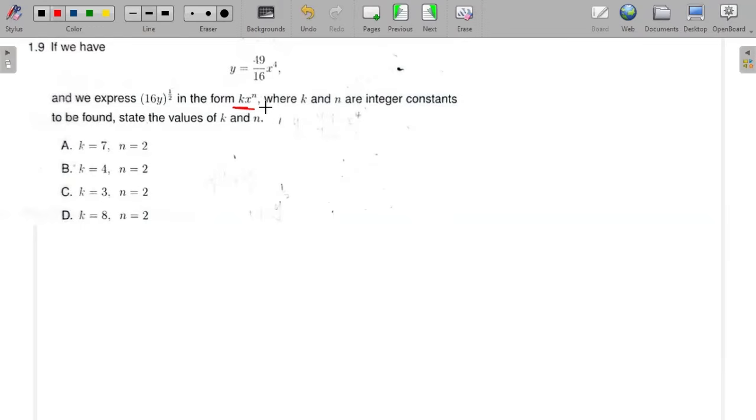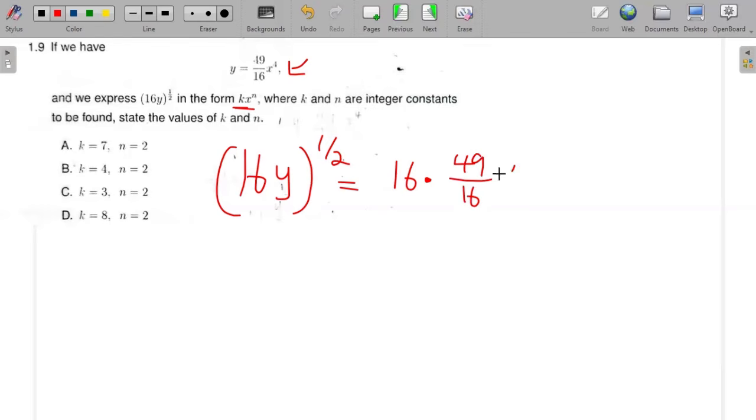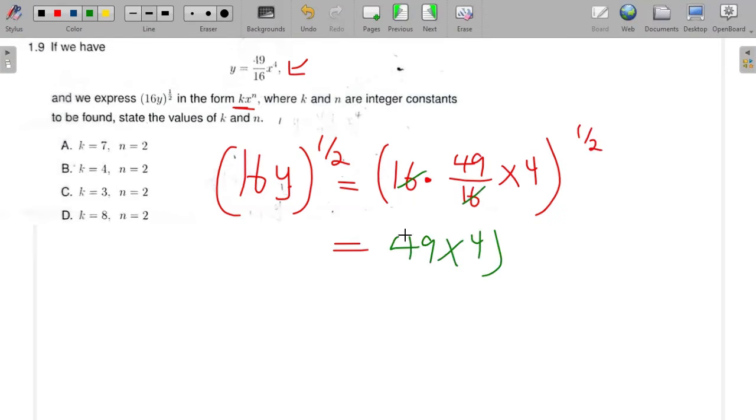Okay, so what are we going to do there? We're just going to use whatever we've been given here. So they're saying if I have 16y to the power 1 over 2, so this will be equal to 16, and then the y is this guy here. So that is 49 over 16, and then x to the power 4. So that has replaced this y, and then to the power 1 over 2. Okay, so from there, we see that this 16 and this 16 are going to cancel out. So I only remain with 49 x to the power 4, and then to the power half. So now I can distribute this power half to the 49, and also this 4 multiplied by this power half, I just get 2.